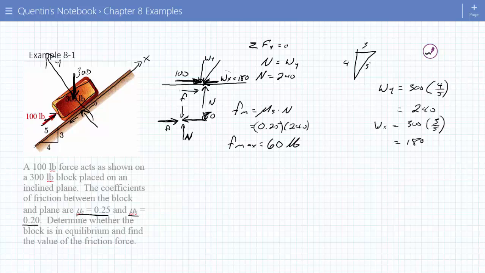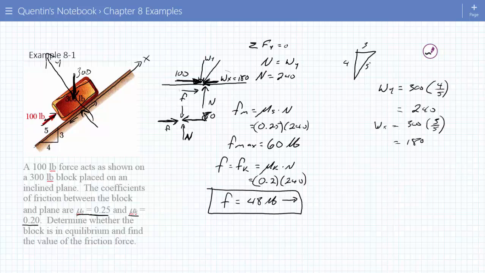Okay, so once I'm moving, what do I know about my friction? Well, once I'm moving, my friction becomes my Fk, which is equal to mu sub k times normal. So it's equal to 0.2 times my normal force, 240. So my friction ends up being 48 pounds in that direction. And so that is my final answer. It is moving, and I have 48 pounds going off in that direction. So that's all that the question asks.